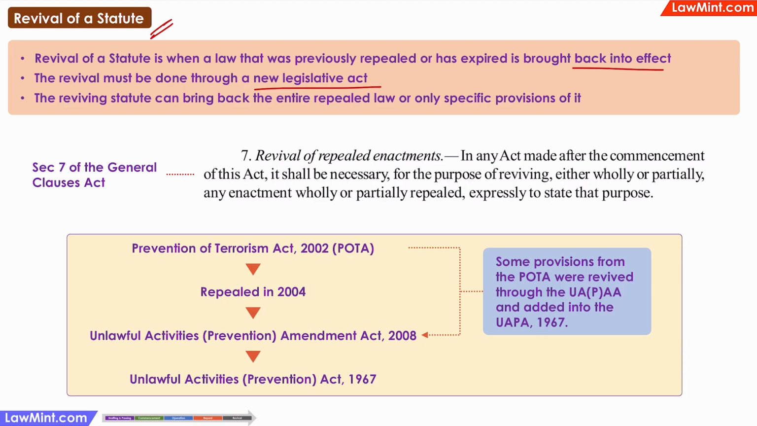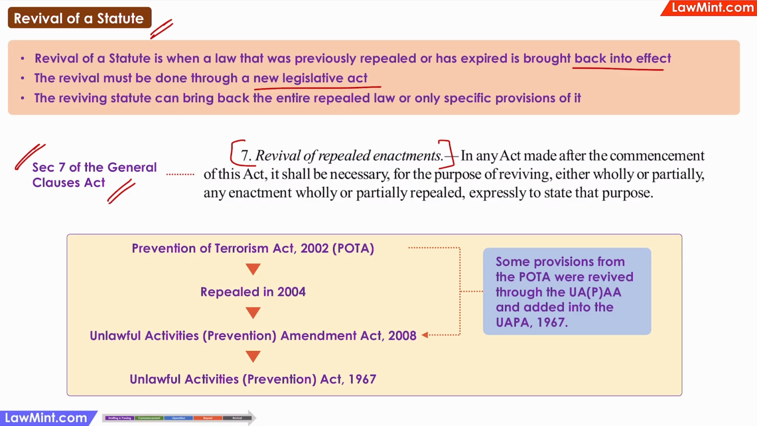This revival act will have to follow the same steps as any other act passed by the Parliament or the state legislature. Section 7 of the General Clauses Act deals with the revival of statutes, and it says the same thing, that if an act or a statute is to be revived, then a new act or a statute has to be passed to do so.